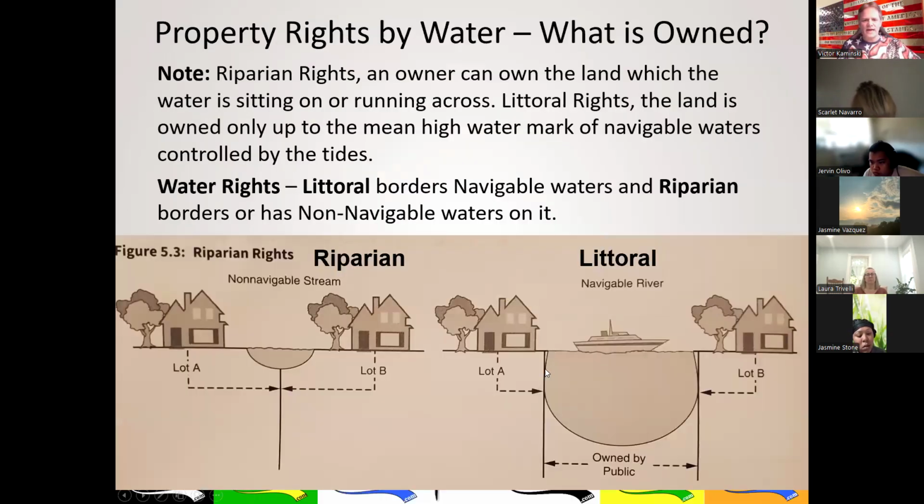Like you see here in this diagram in the book. Riparian property rights, if two properties are separated by a stream that's non-navigable, each property owner owns the land under the water up to the center of the stream. If those waterways are navigable, littoral, you only own the land up to the edge of the water, up to the mean high water mark. The mean is the average.